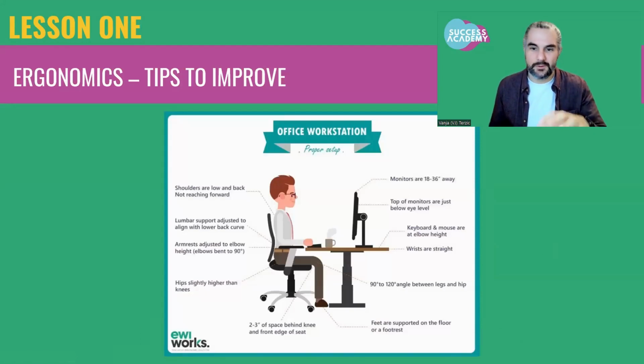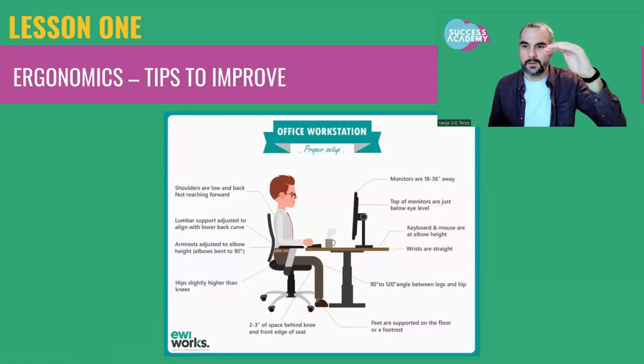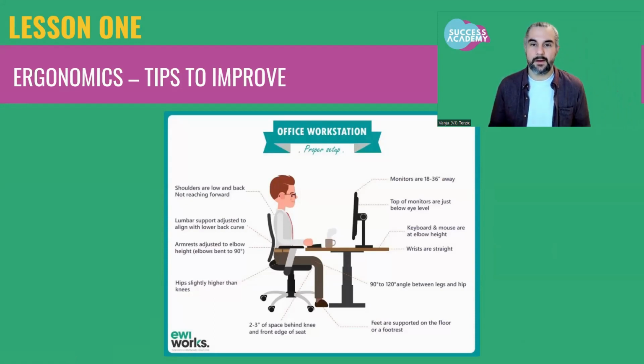So that video talked about some of these. Looked at the monitor. You want it to be at eye level, with the top of the monitor at or just below eye level. Keyboard and mouse are at elbow height. You want to make sure that there's a 90-degree bend in your elbow. Hips are slightly higher than your knees. Getting that lumbar support, that back support on the chair.